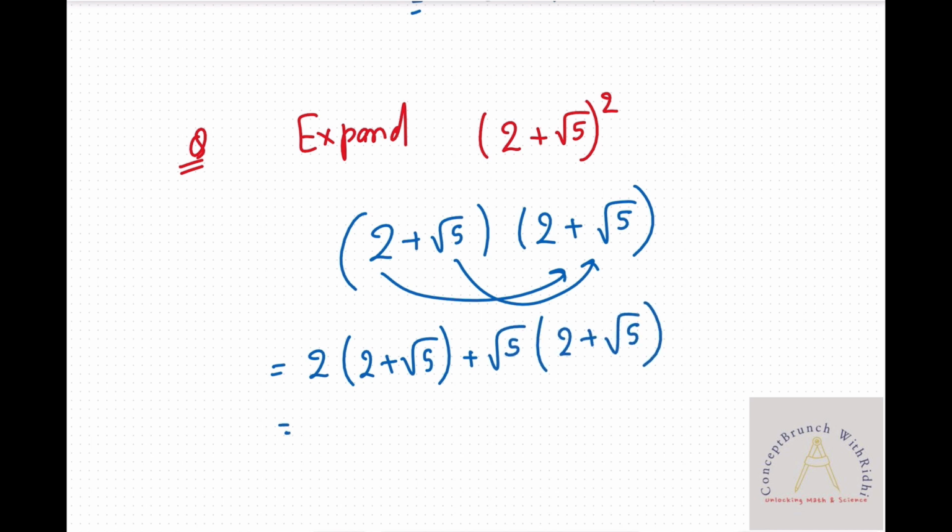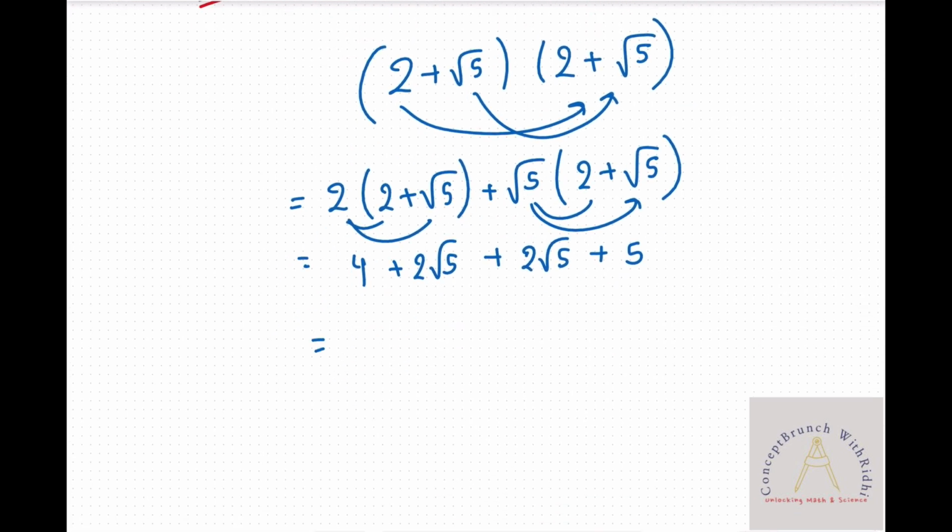2 times 2 is 4. 2 times root 5 is 2 root 5, plus these two will be 2 root 5, and root 5 times root 5 is going to be 5 because root 5 square is 5. Now place the like terms. So 4 plus 5 is 9, and these two are the like terms. So 2 plus 2 is 4 root 5. That is the final answer: 9 plus 4 root 5.